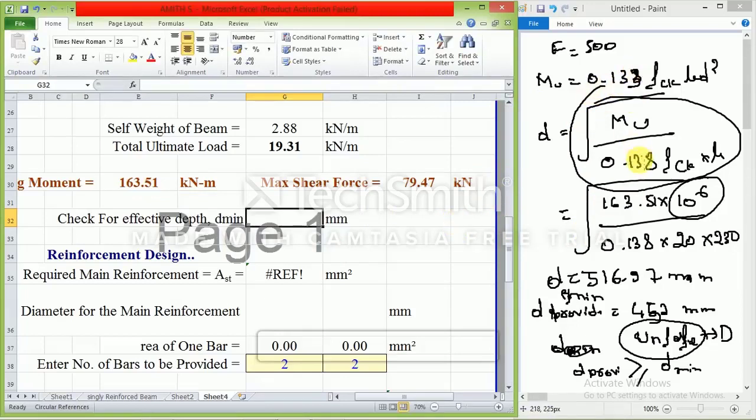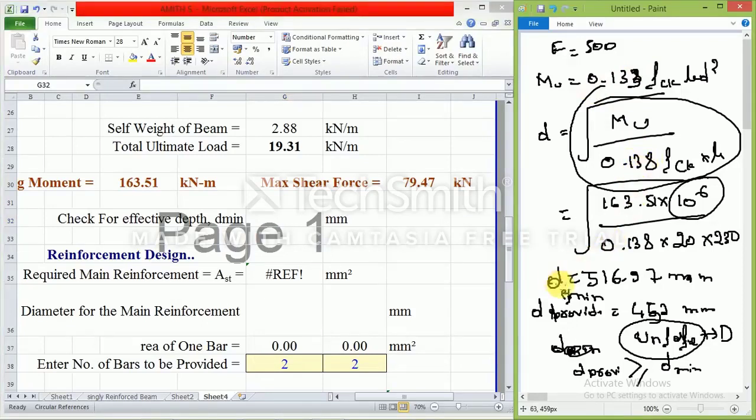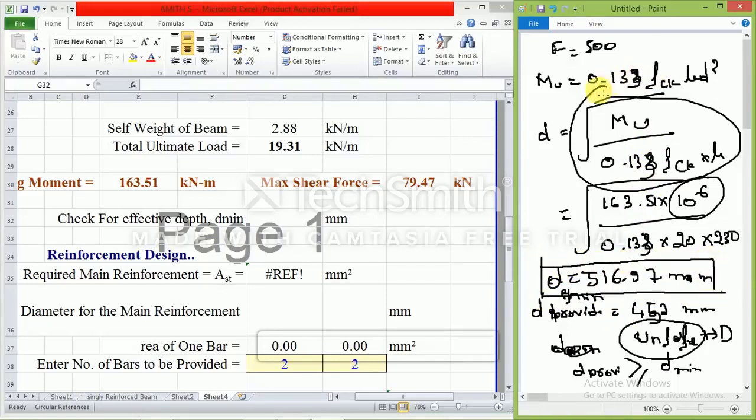Just a minute, this is 0.133. Okay, here I had written 0.138. Okay, just make it 0.133. Not an issue, the answer will come the same.